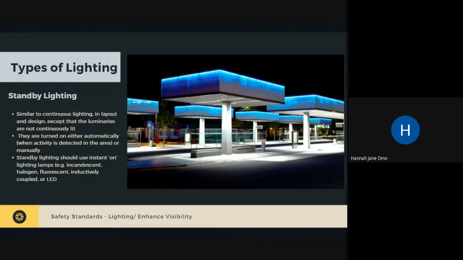Second is the standby lighting, similar to continuous lighting in layout, except that these are not continuously lit. They are turned on either automatically when activity is detected in the area or manually. Standby lighting should use instant-on lighting lamps.